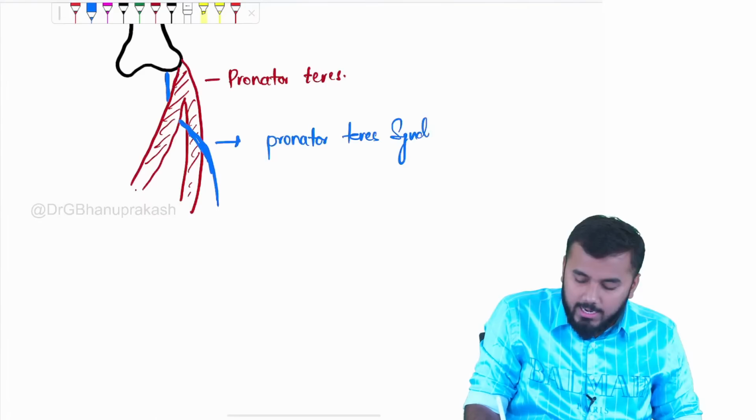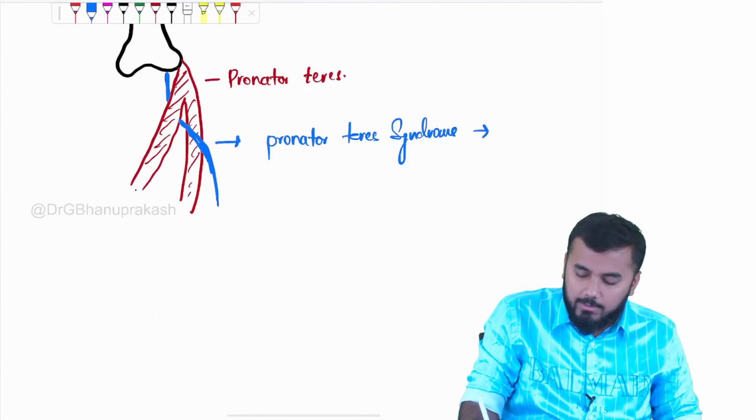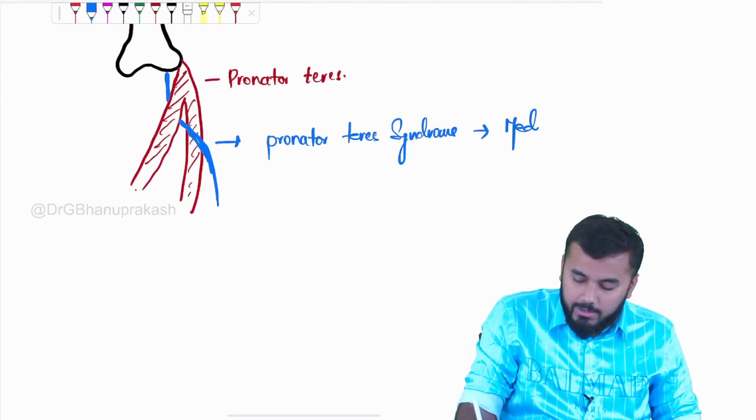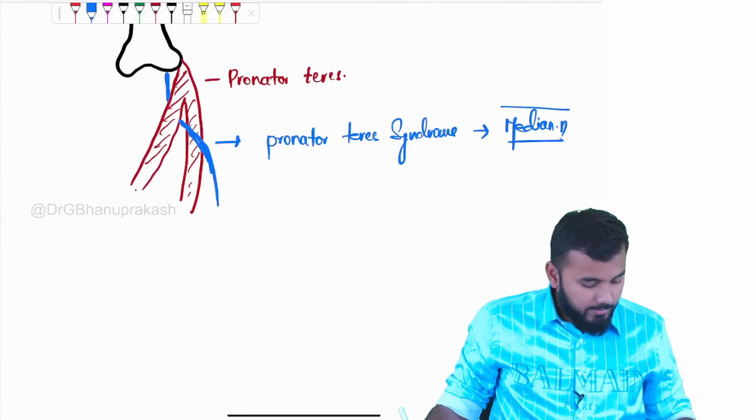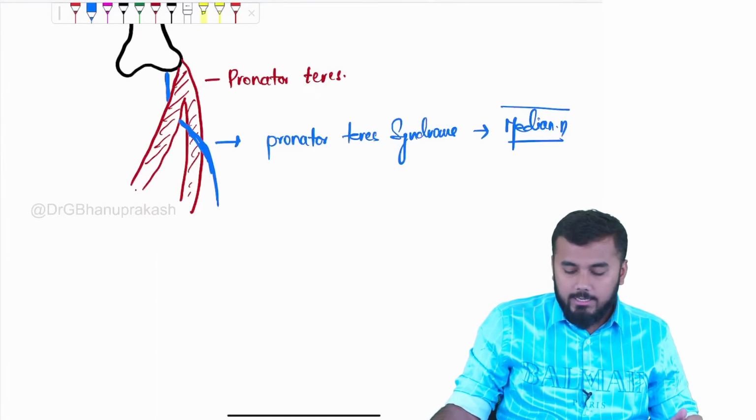What they will ask you is that in pronator teres syndrome, which nerve is compressed? That will be median nerve. Already Pavan Kumar Reddy has answered here. Excellent, Pavan. It is pronator teres syndrome.